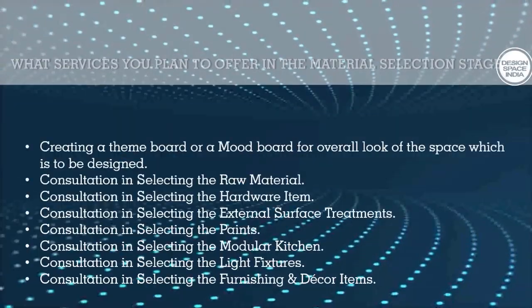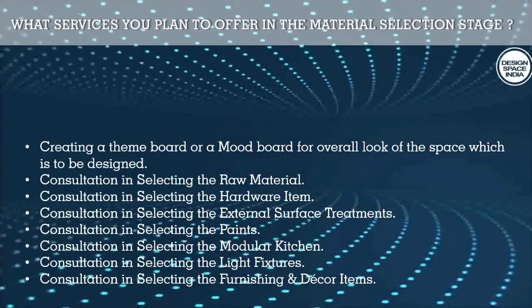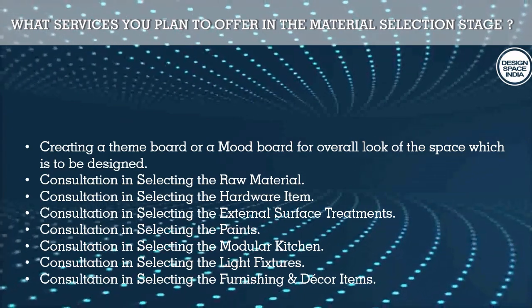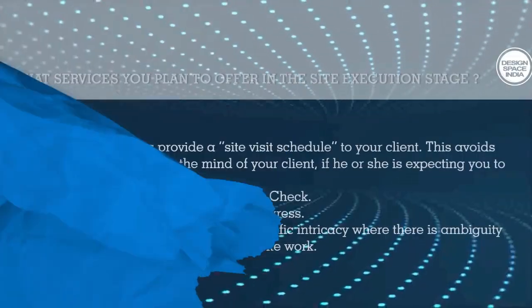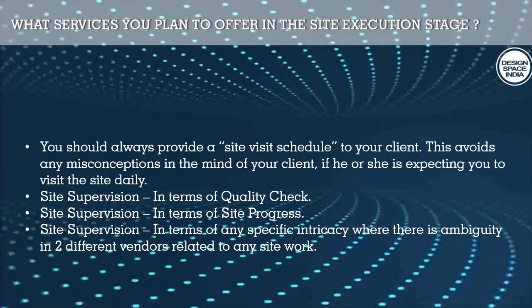What services you plan to offer in the material selection stage: creating a theme board or a mood board for the overall look of the space which is to be designed. Consultation in selecting the raw materials and consumables, hardware items, external surface treatments, paints, modular kitchen, light fixtures, furnishing, and decor items.